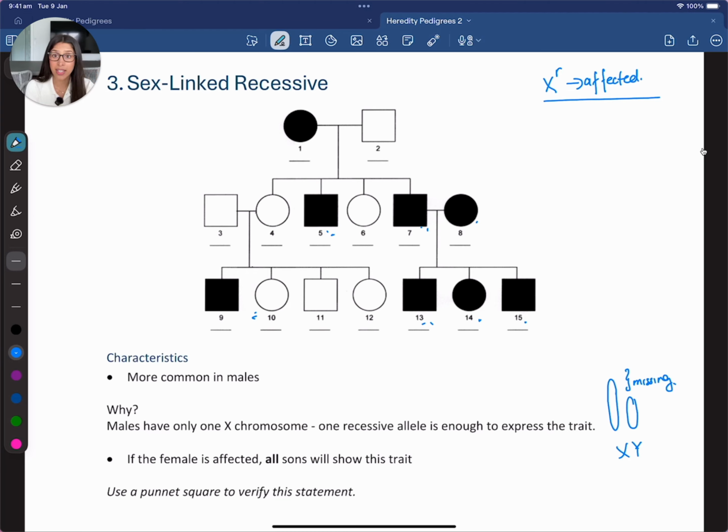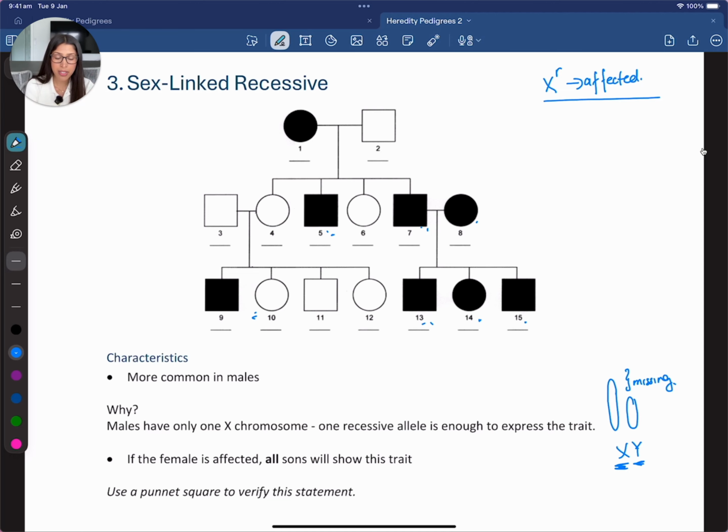Now, why is that the case? It's because males only have one X chromosome. So if they, by any chance, inherit the little r recessive allele, they're automatically going to be affected. Now, this is going back to the idea that the Y chromosome is a lot shorter than the X chromosome, so it's missing a lot of genes, and hence all the traits are only going to be presented on the X chromosome. If you'd like more detail on this, you can go back to the inheritance patterns module to have a better understanding of sex-linked conditions.